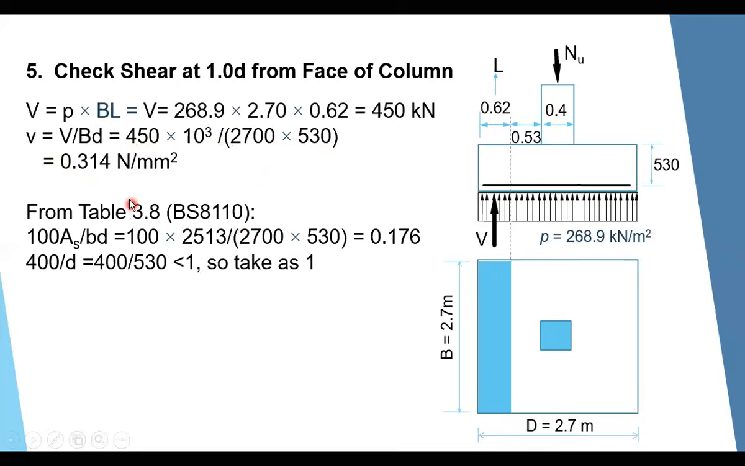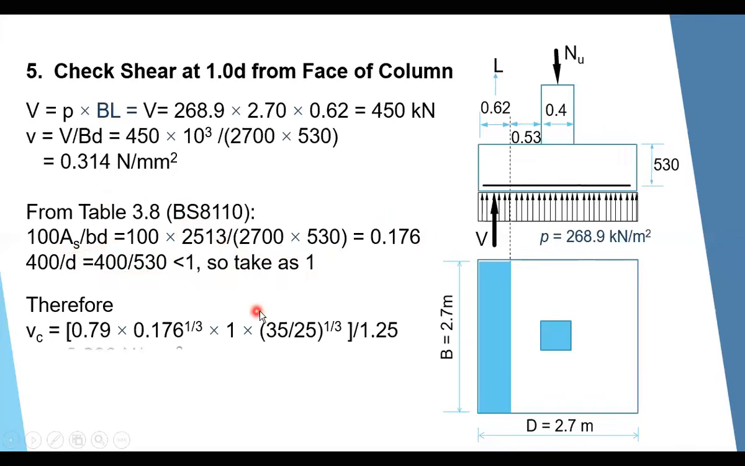So now we need to check for shear. This is the shear stress. We have to get the VC, or the shear carried by the concrete. According to the BS code, we have to calculate 100 AS over BD. So 100 times area of tension steel divided by B times D, which is 2,700 times 530. So it equals this value. This shouldn't exceed 3. Then we have 400 over D. It is less than 1. So according to the code, we can take this as 1.